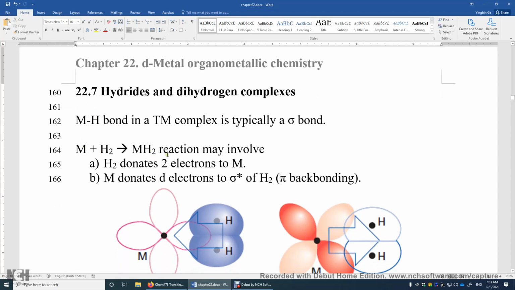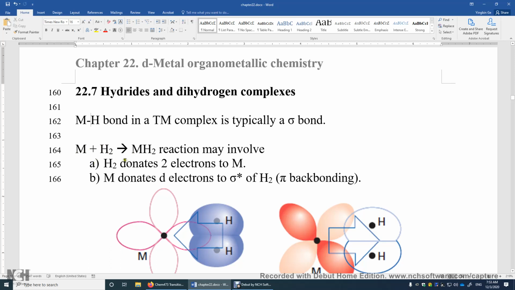Now let's look at the reaction between the dihydrogen molecule and a transition metal. They form this MH2 transition metal complex. In this reaction, this M forms bonds with the two hydrogen atoms via two different mechanisms.